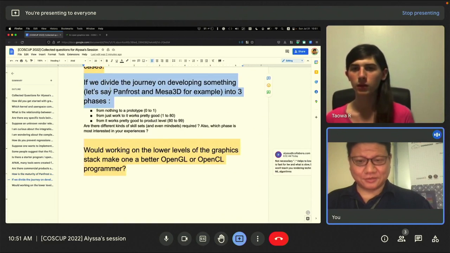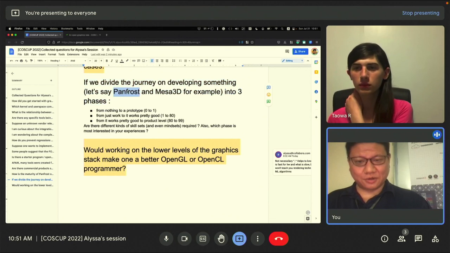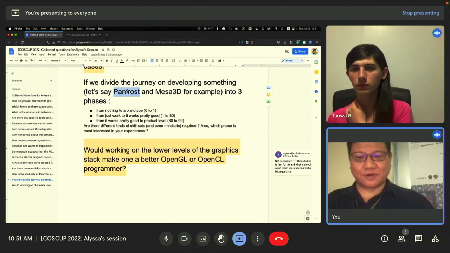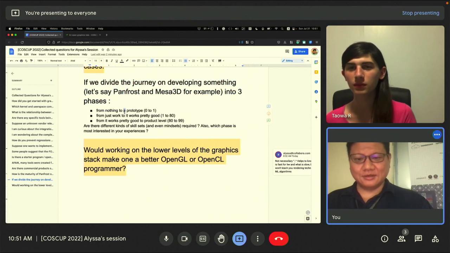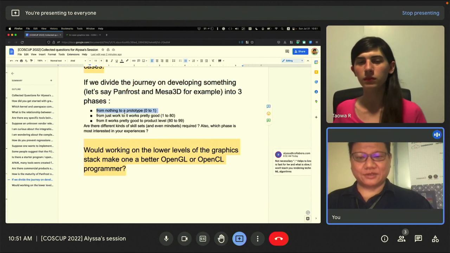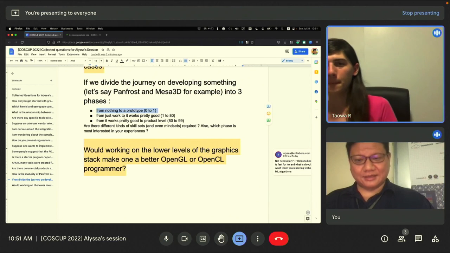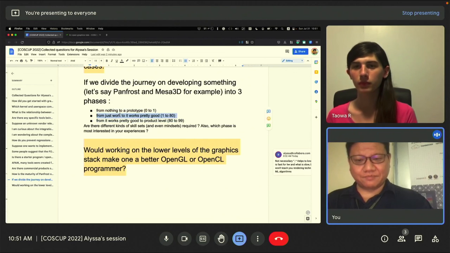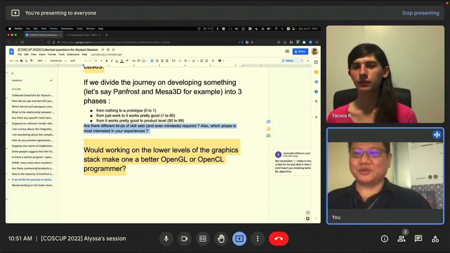Okay. Last two questions. Suppose we were to divide your journey with Panfrost into three stages. The first stage is from nothing to a prototype, the second stage is from barely working to working pretty well, and the third stage is that it works well enough to be shipped in a commercial product. Would the three different stages require different skill sets? And which stage is more interesting in your experience?